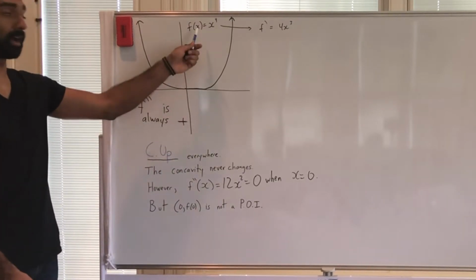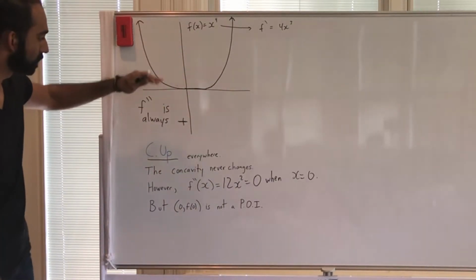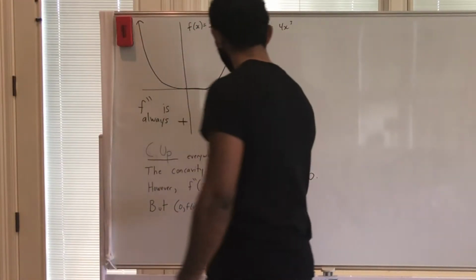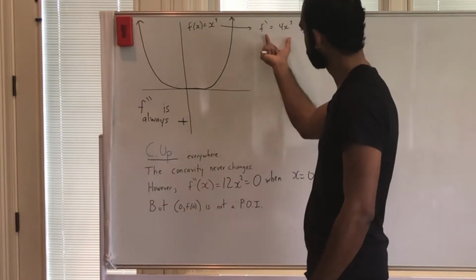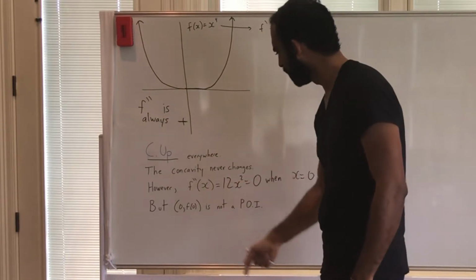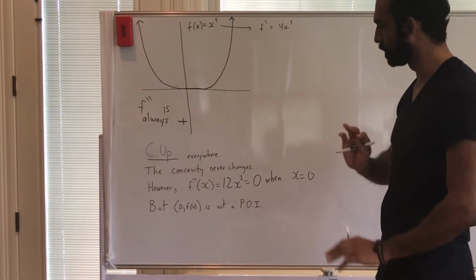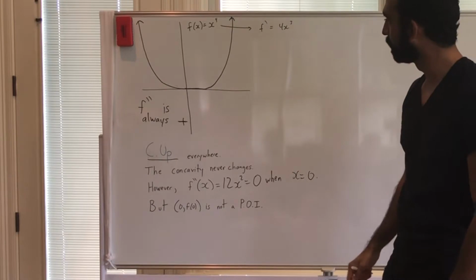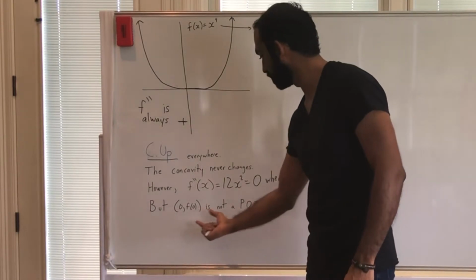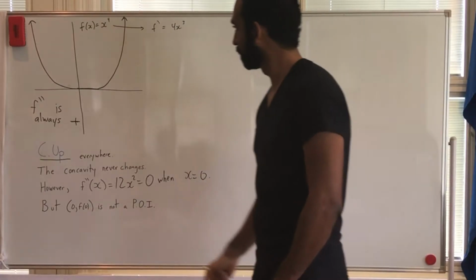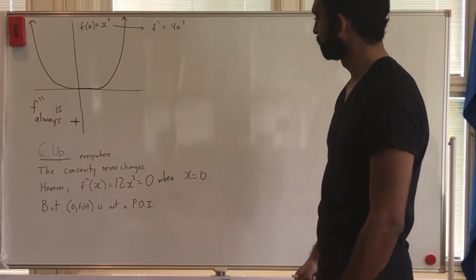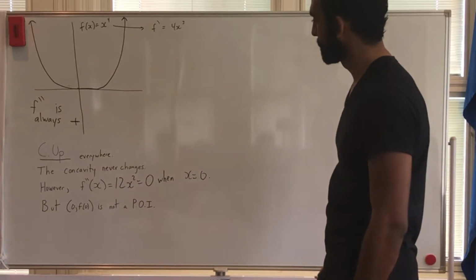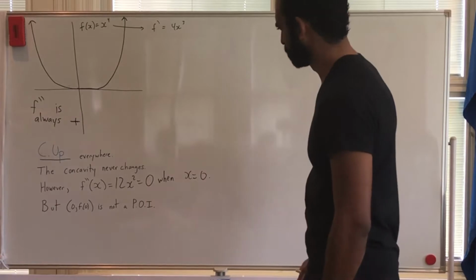But now, what if you didn't know what the graph of this looked like? What if you just knew the function, the first derivative, and the second derivative? How can you determine purely computationally that 0, f of 0 is not a point of inflection? Would you have to do something similar to what we did in the last video, where we test the left side to see if it's positive and test the right side to see if it changes signs?